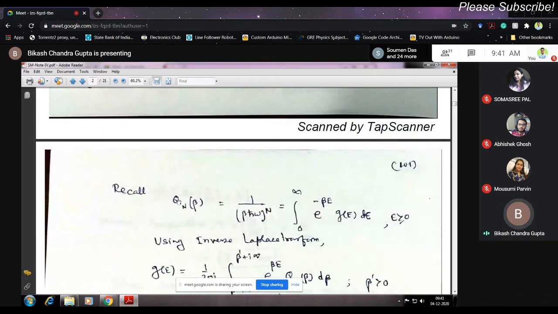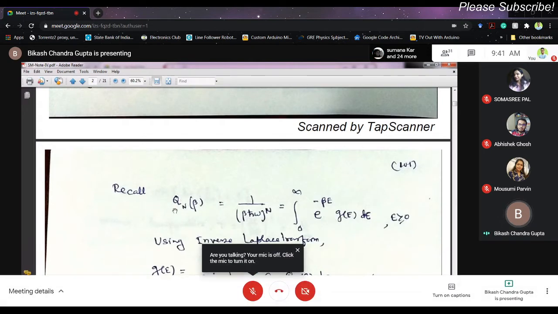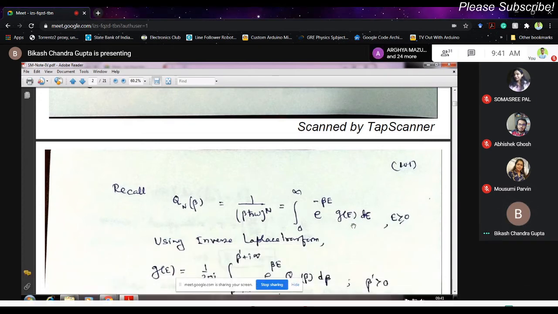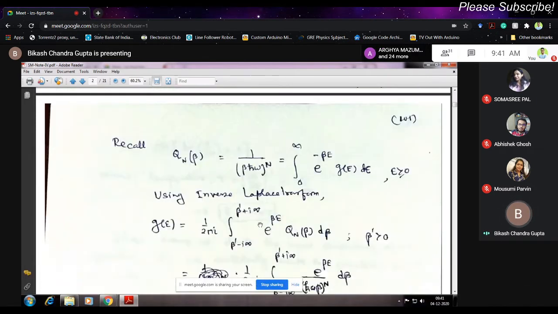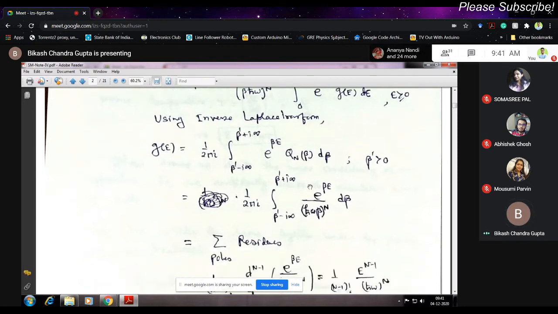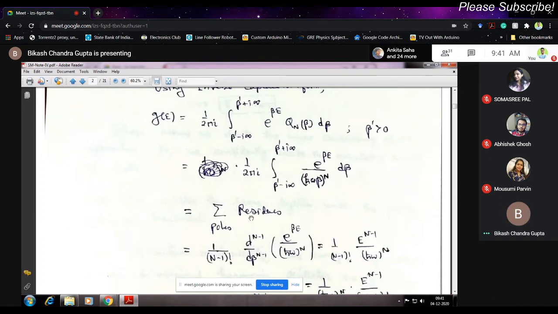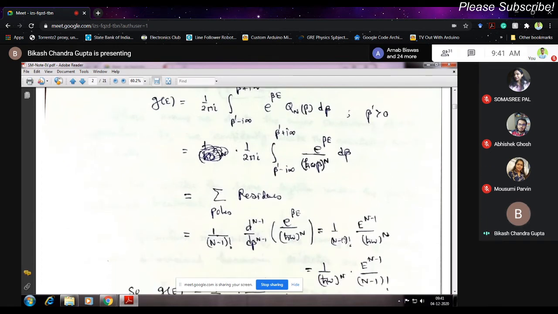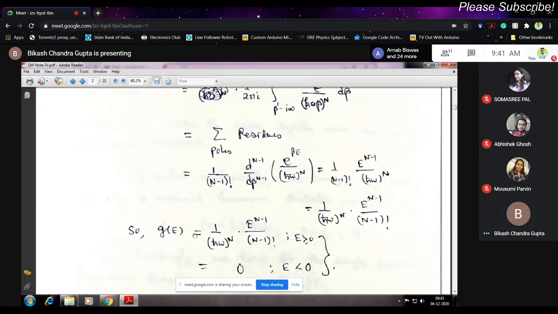And again, once you know the partition function, then you can calculate the density of states, because as I said this is in the form of a Laplace transform. So basically this is a Laplace transform of G(E), and therefore if you want to calculate G(E), you have to do the inverse Laplace transform. Again, I'm repeating that I did explicitly calculate this kind of integration, and that turns out to be the sum of the residues over the poles, and that turns out to be like this, and therefore you get the density of states of this form for E greater than 0, otherwise it is 0.